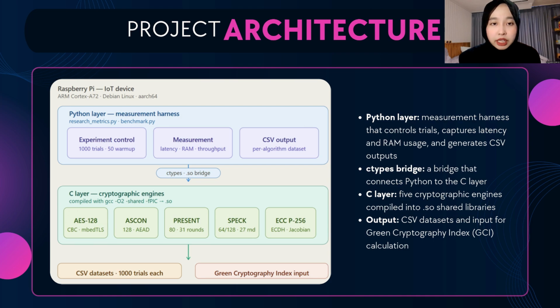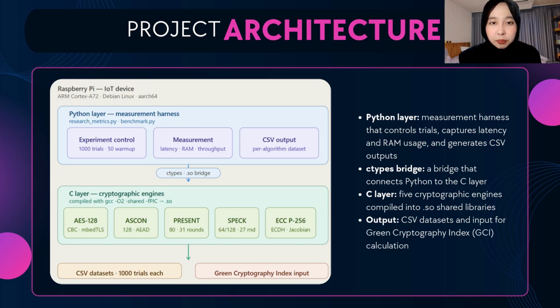Our system is deployed on a Raspberry Pi with ARM Cortex-A72, running Debian Linux as the representative low-power IoT device in the study. The architecture consists of 3 layers. At the top, the Python measurement harness controls the experimental procedure, running 1000 trials with 50 warm-up iterations per algorithm, capturing latency, resource usage and throughput, then exporting the results as CSV datasets.